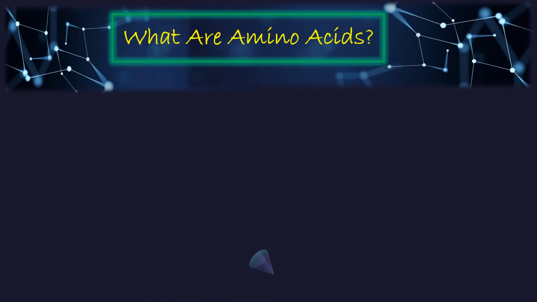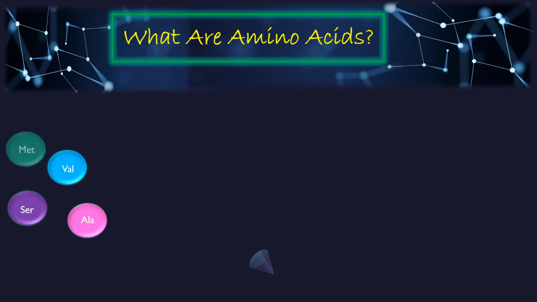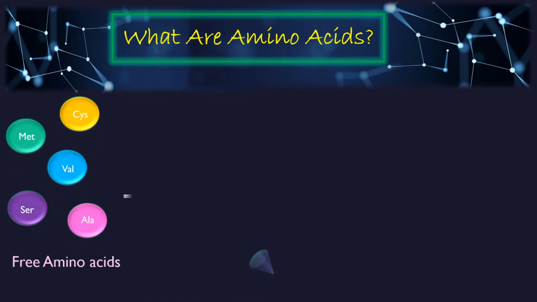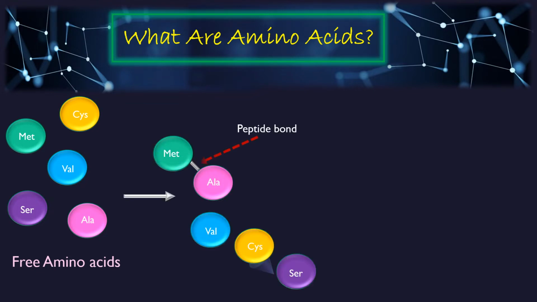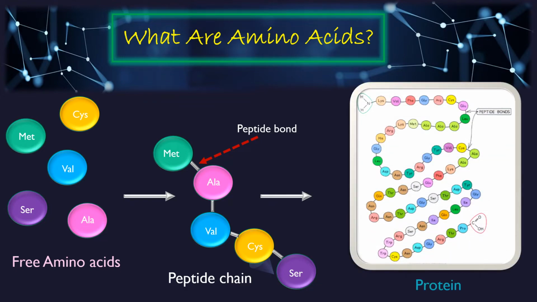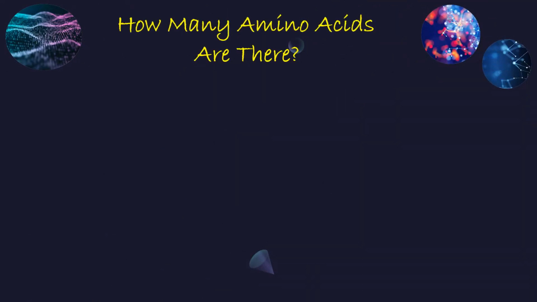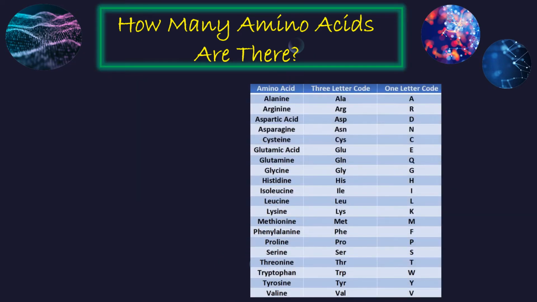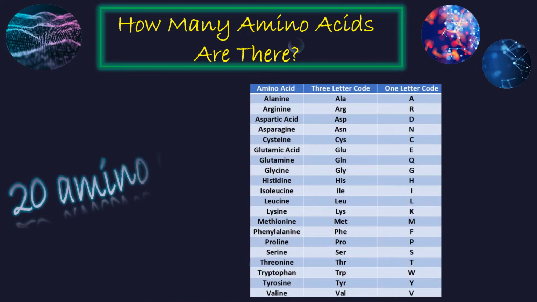First, let's learn about amino acids. Amino acids are the individual building blocks that are linked together by peptide bonds to create a long peptide chain that ultimately builds proteins. So, how many amino acids are there? There are 20 different amino acids.